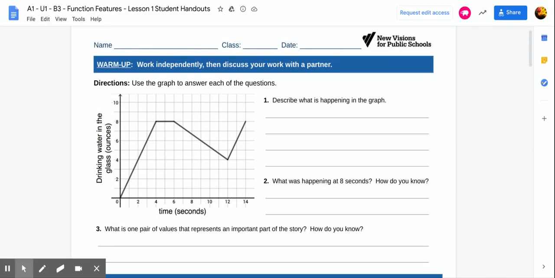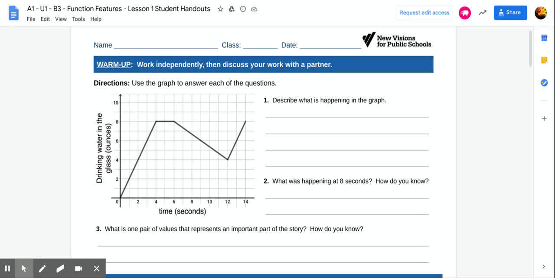Use the graph to answer each of the questions. Take a look at the graph first. Our independent variable is time in seconds. In our scale, every line on the graph counts as 1, but you only see the scale counting by 2s. Look at the dependent variable: drinking water in the glass in ounces. Again, every line on the graph counts as 1. The scale is counting by 2s.